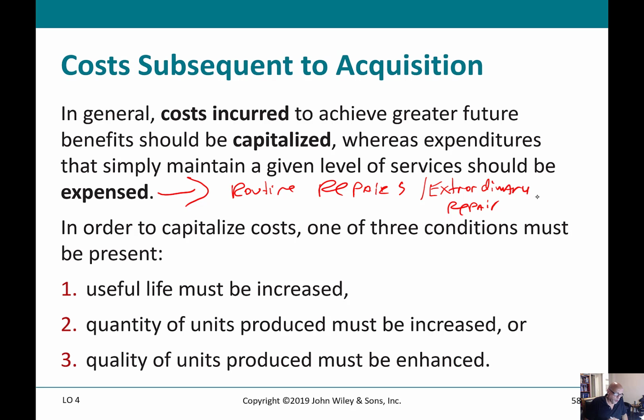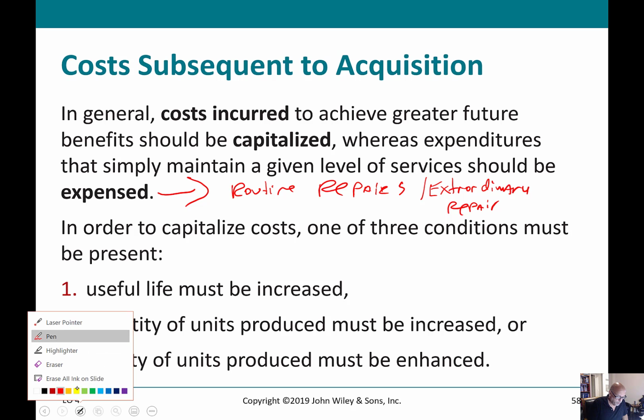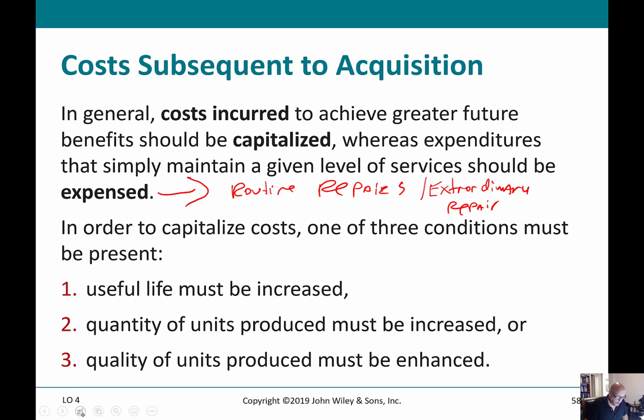Okay, so in order to capitalize costs, we're going to have to meet one of these requirements down here. Let's just take a look at that. The useful life must be increased. Hey, if I overhaul the engine, now I'm going to be able to drive that vehicle, say, another 100,000 miles because I put a brand new engine in there, right?